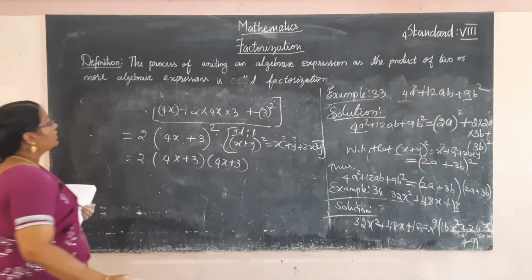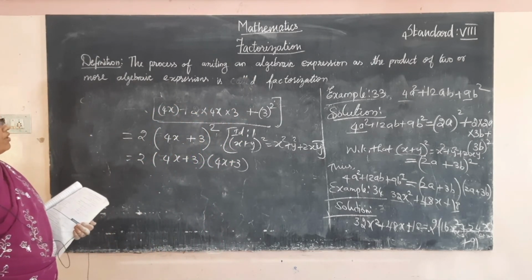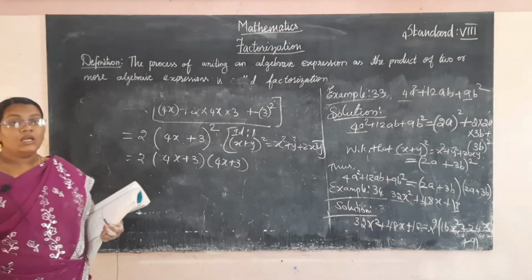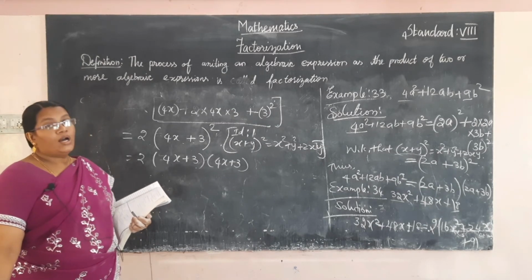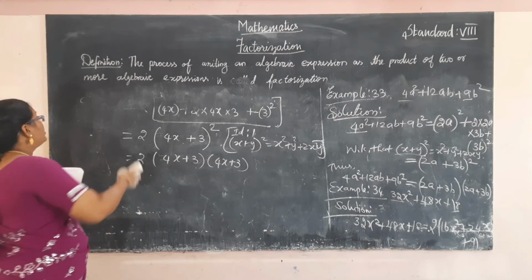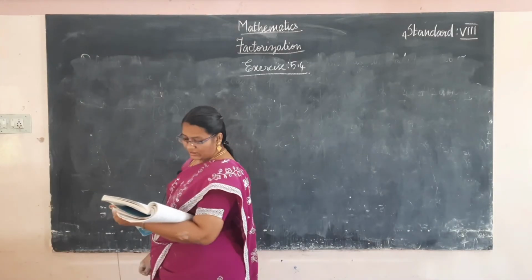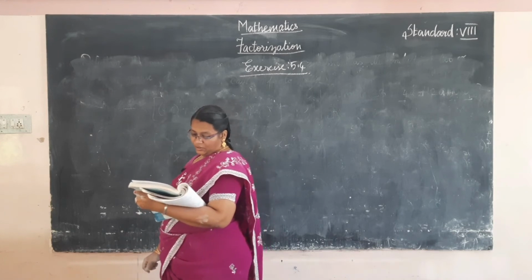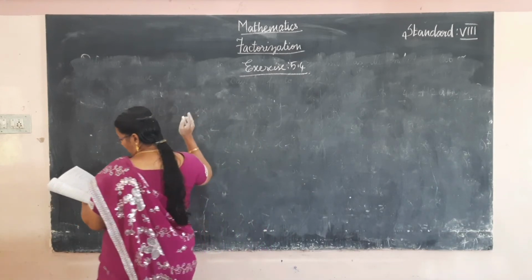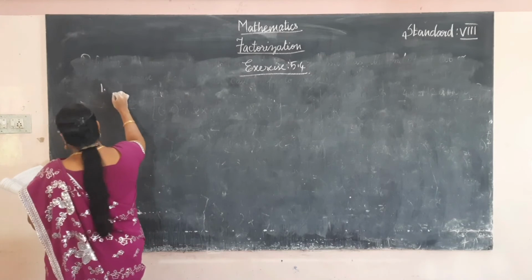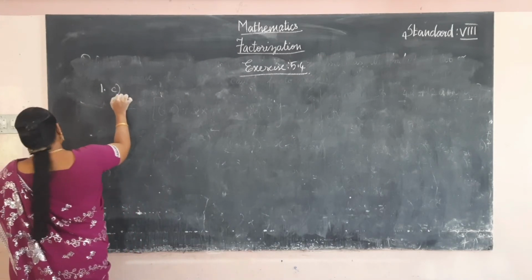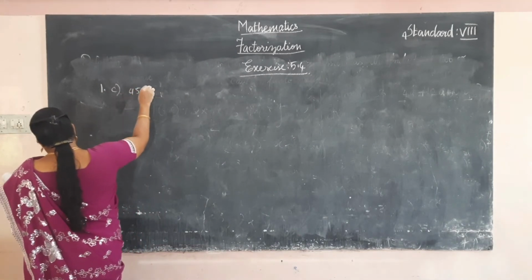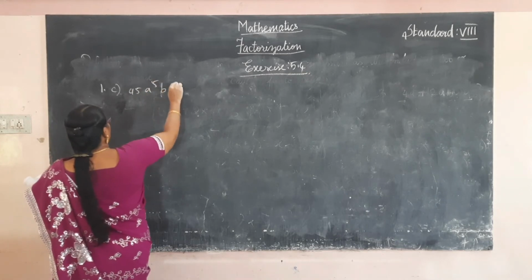So what is the definition of factor? The process of writing an algebraic expression as the product of two or more algebraic expressions. Possible factors of the following. Okay, so factors, you know that. I'll do only one problem from the first one. Remaining problems are homework. See, only do 45 a power 5 b c power 3.